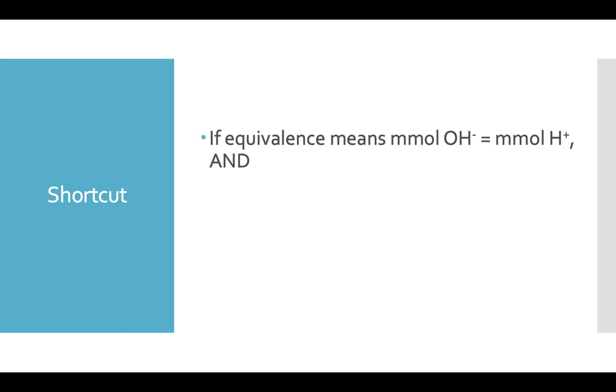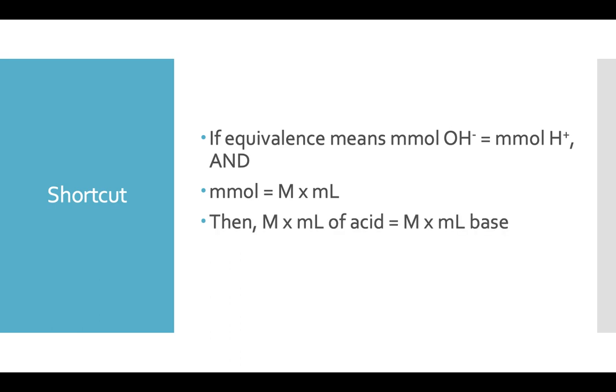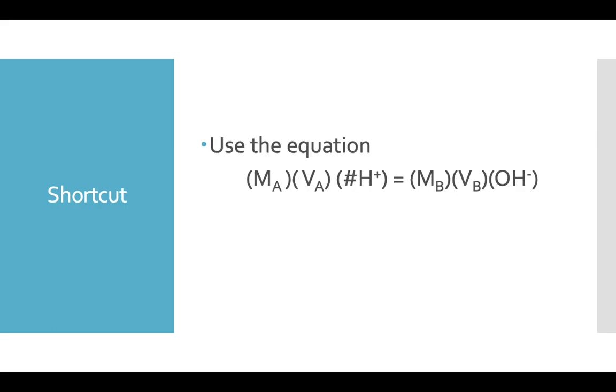If we understand that the equivalence point is when those two things are equal to each other, and we know that we always find millimoles by using the same formula, it's always the molarity times volume, then basically we can set the molarity times volume of the acid equal to the molarity times the volume of the base and sort of skip the thought process required. This is going to be the equation we can use as a shortcut.